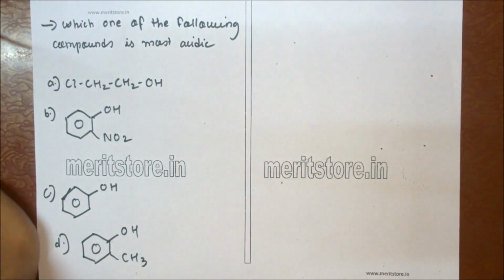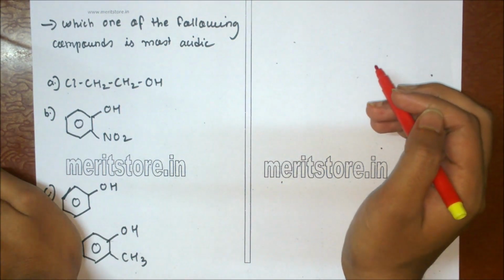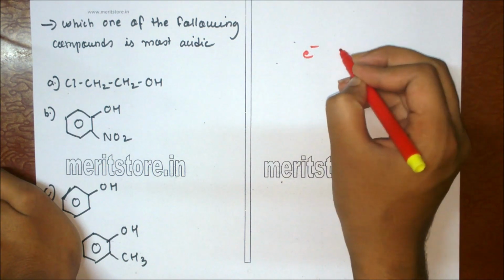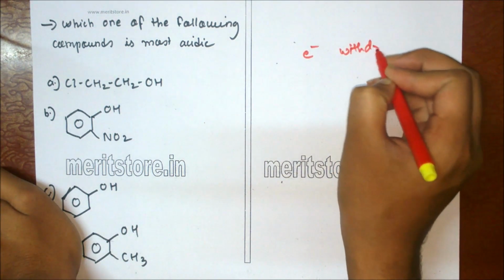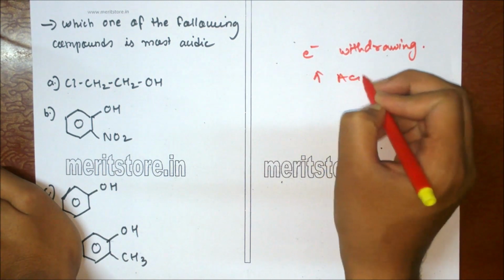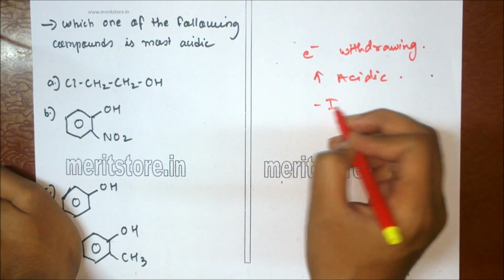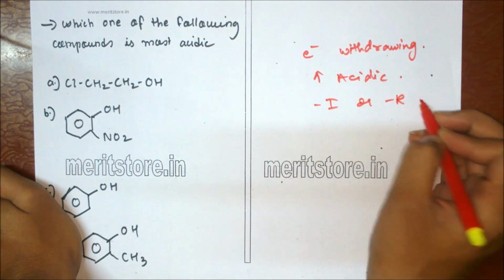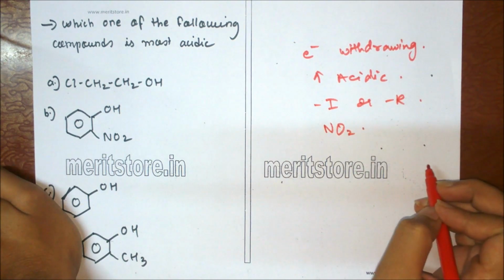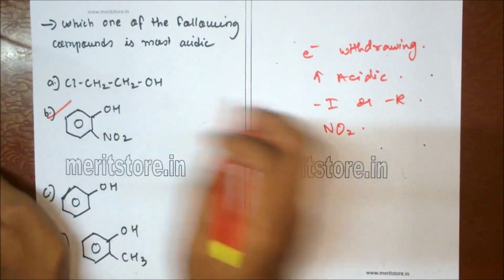Which of the following compounds is more acidic? Electron withdrawing group increases the acidic character due to minus I or minus R effect. So NO2 is electron withdrawing group. Hence the ortho-nitrophenol is more acidic.